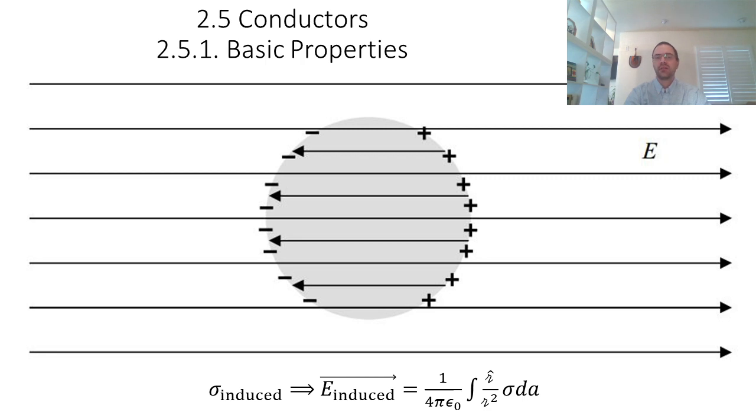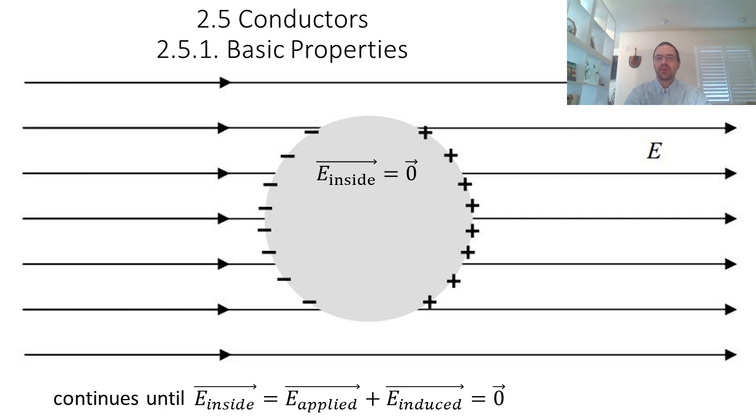So if the applied field is pointing right, then the electrons move left, and the induced electric field is pointing left. And this process will happen really fast, and it will continue as long as the field inside is not zero. But eventually, the field inside will be zero, and the electrons inside will stop moving. So the first important property of a conductor is that the electric field inside a conductor is zero, even if there is an applied electric field outside.